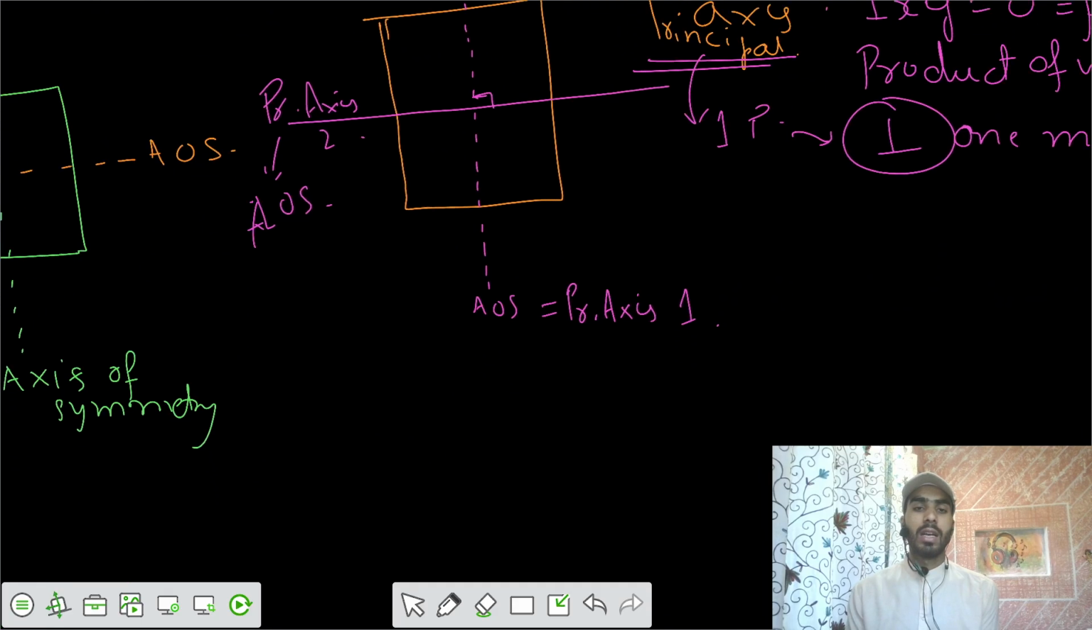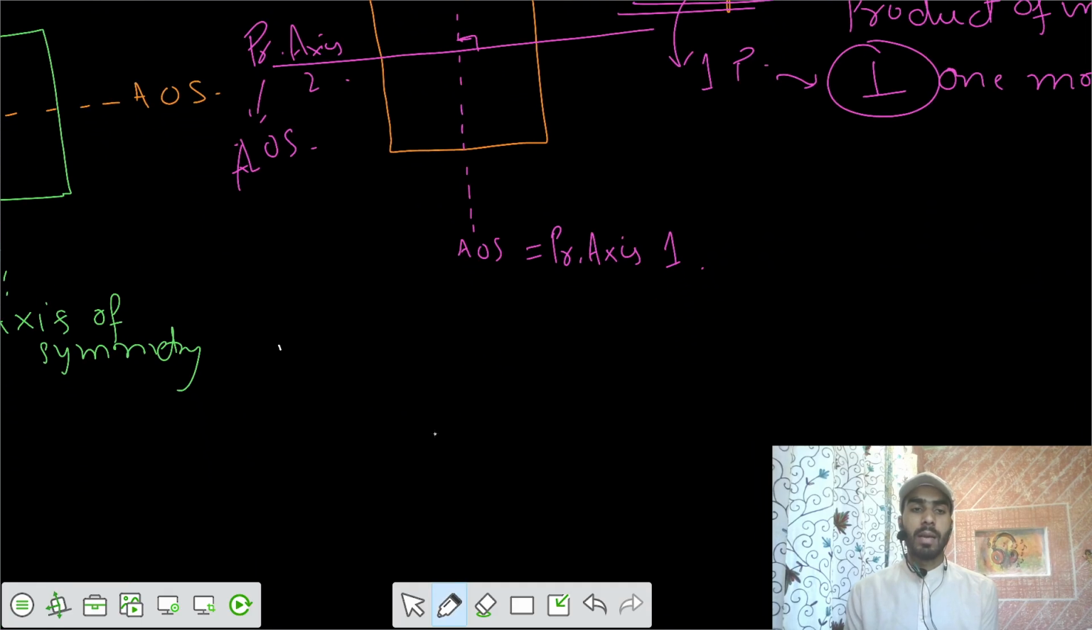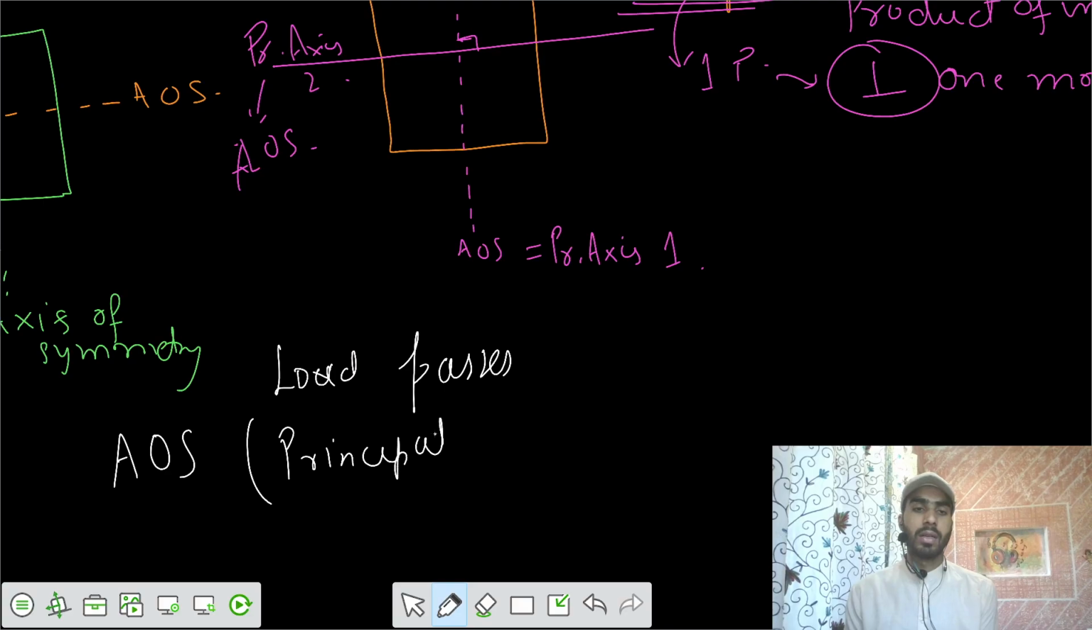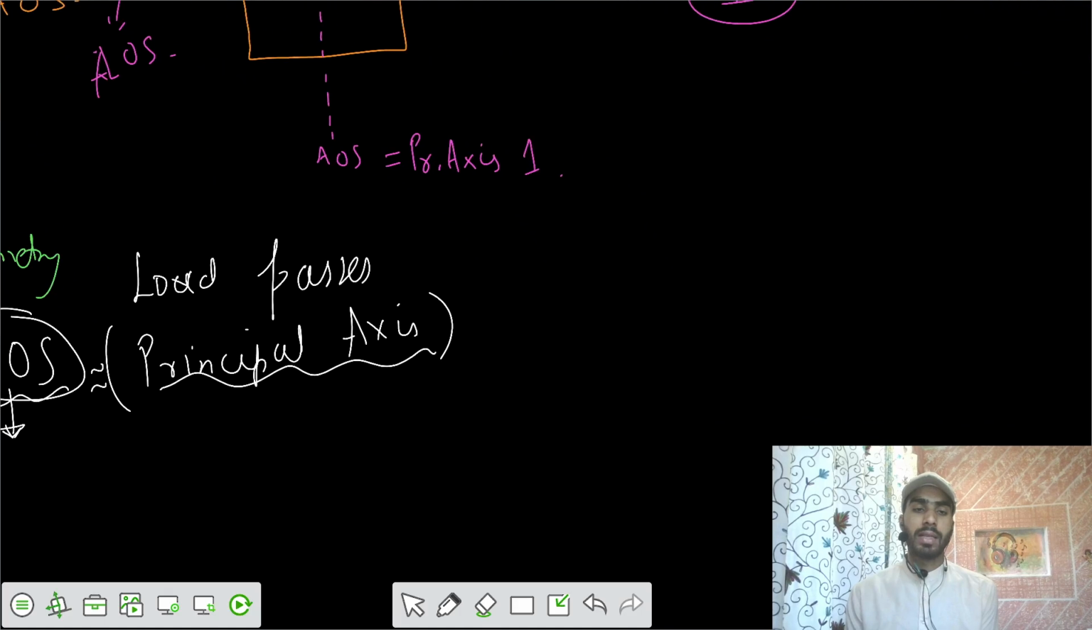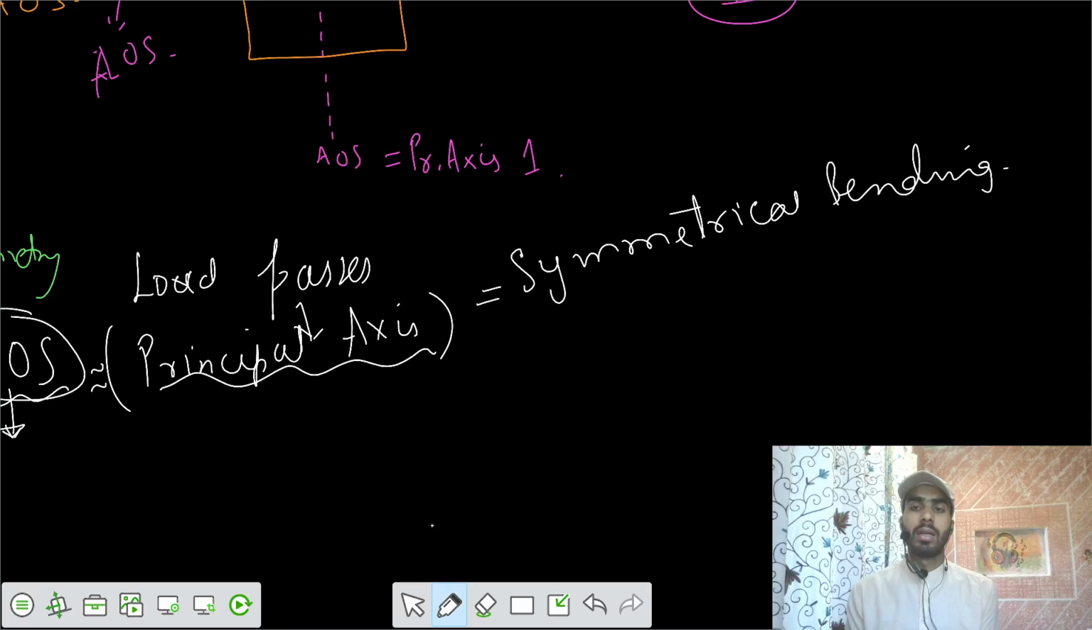So the second definition of symmetric bending is that the load passes through the axis of symmetry or principal axis. The main definition is the principal axis. When we have some section, there may be an axis of symmetry coinciding with the principal axis. But the main thing is that the load passes through the principal axis. Then we say that the bending would be symmetrical bending.